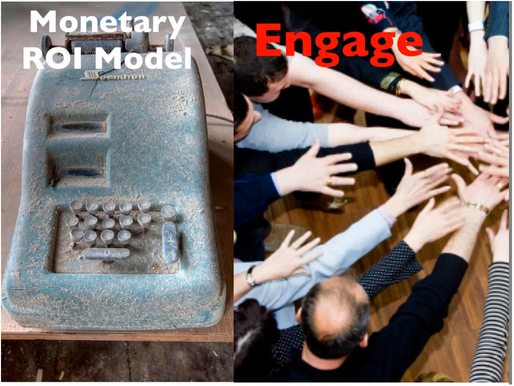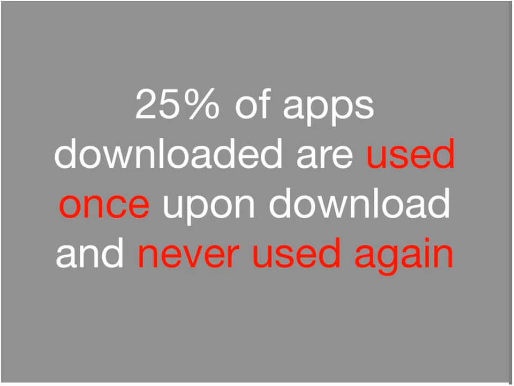So for them, they made an ROI-based decision, but it was based on fact. It was based on customer complaints and feedback, which made sense for them. So that's why I'm saying that for most of us on the call, the engage model is the model we want to take, but there are times where the ROI model will work for some, and Starbucks is one example of that. So here again, I've got that stat, which we don't want to be: 25% of apps downloaded are used once upon download and never used again.